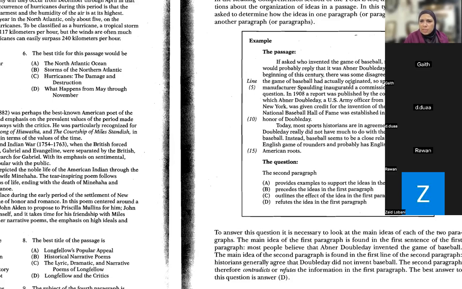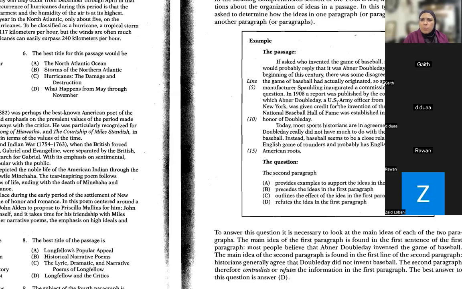And so there is this manufacturer called Spalding. What did they do? It inaugurated it. That means it began a commission, some kind of discussion where people could, let me say, vote. A commission means to vote and say who actually invented this game.